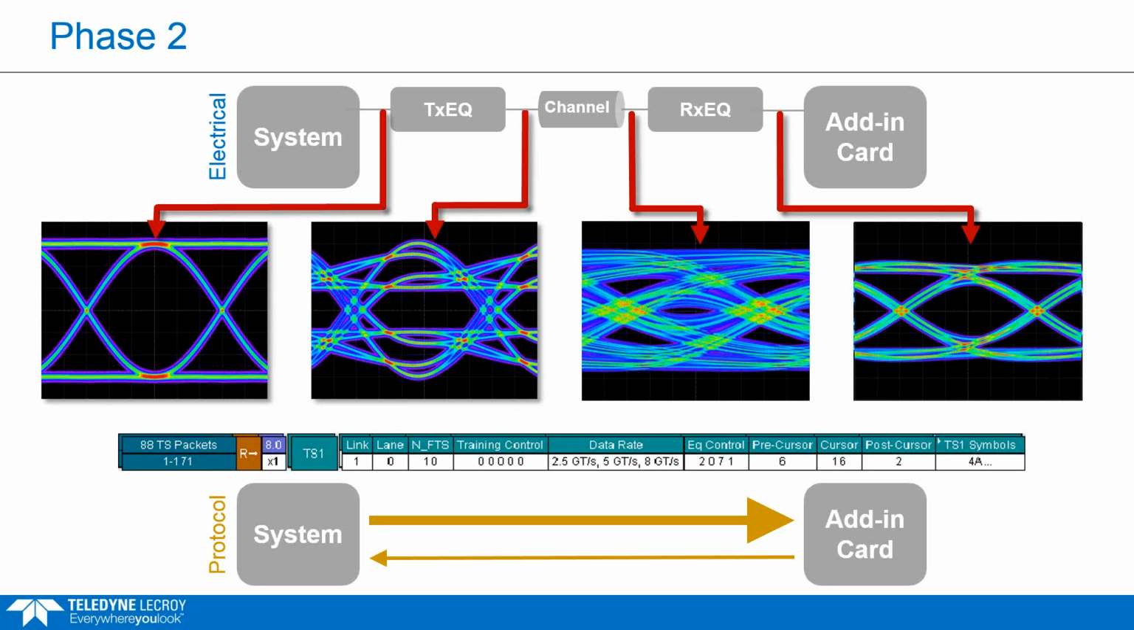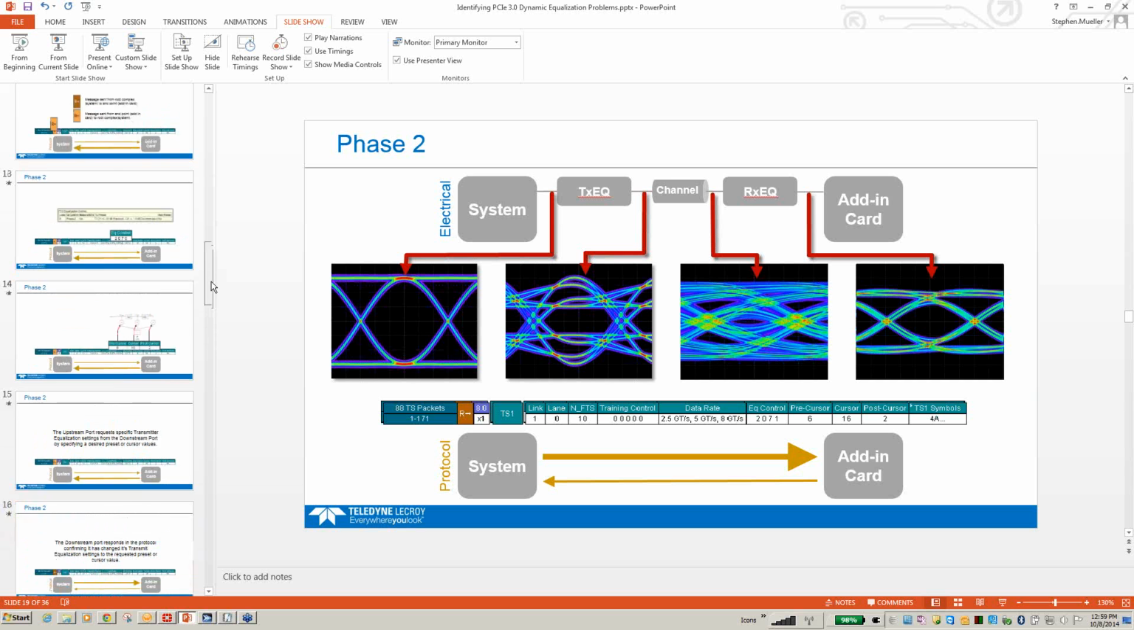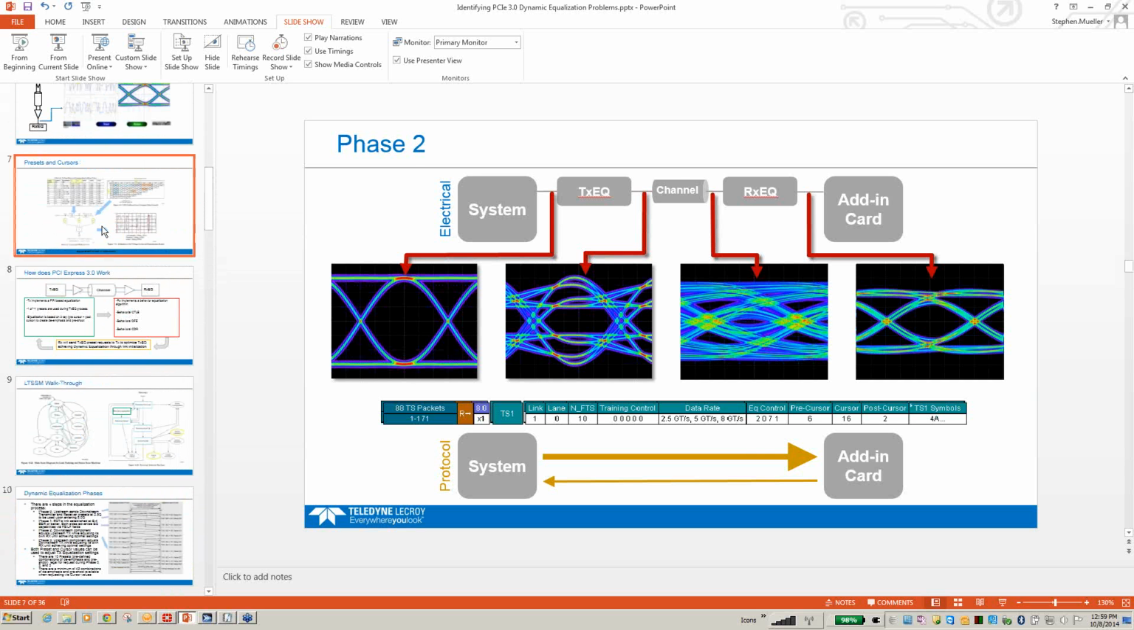All right, so the next question is from Bharat. My question is about the amount of de-emphasis and pre-shoot as per preset settings. Can't this be different depending upon the impulse response of the channel? The presets are what they are, but the preset that you pick is going to depend on the channel.